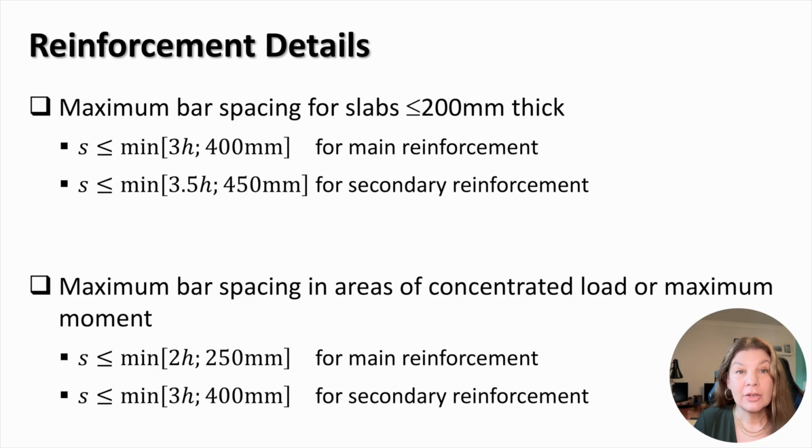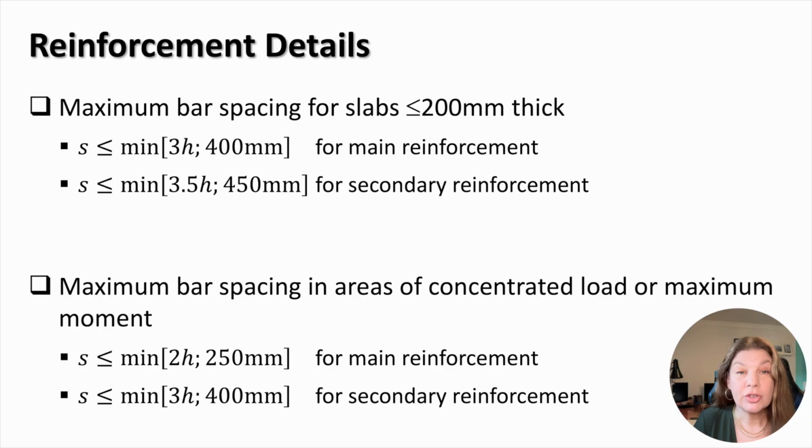To eliminate large unreinforced zones, the maximum spacing of bars in slabs is defined for the main reinforcement as a smaller value between 3 slab depths or 400 millimeters, and for the secondary reinforcement as a smaller value between 3.5 times the slab depth or 450 millimeters. Note that the main reinforcement is placed in the working direction of the one-way slab, and the secondary reinforcement is placed in the perpendicular direction.